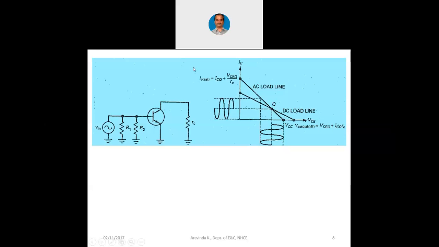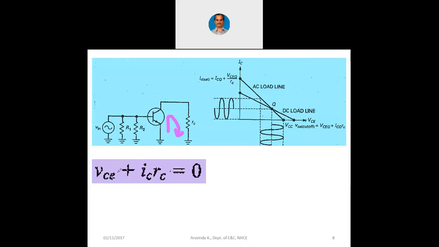Fine. Now let us see how we get the points corresponding to the AC load line. From this equivalent circuit, we can write that small VCE plus small IC RC equals 0. Why? As per this equivalent circuit with the AC, applying KVL at the output loop. Let me annotate now. When we apply KVL at the output loop, we know VCE plus ICRC equals 0 in the AC domain, because this is with respect to the AC equivalent circuit.